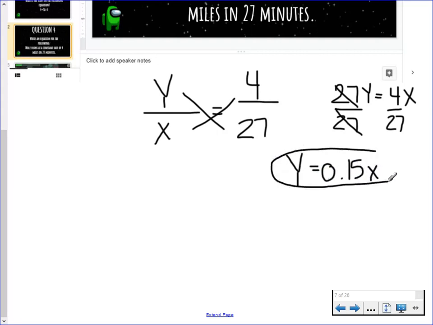The reason why I would convert it to a decimal is because if you're trying to compare two things, I think decimals are the easiest to compare them with. So number 4, that is this one.